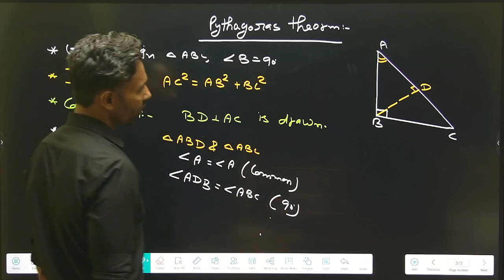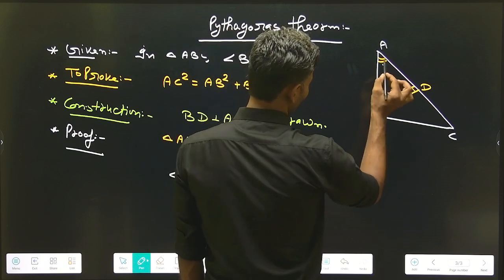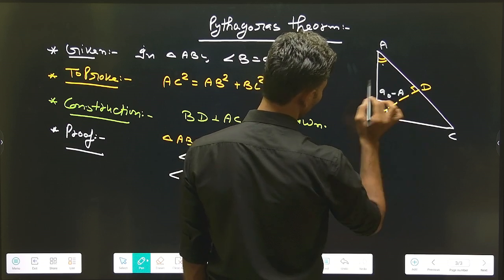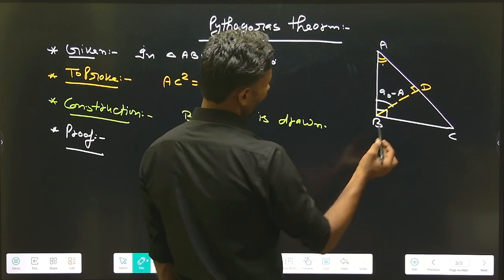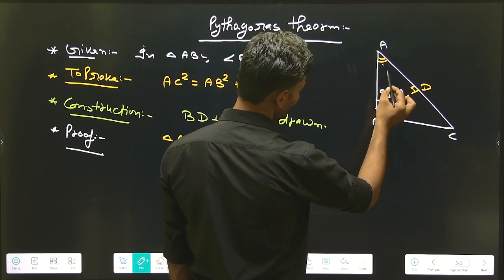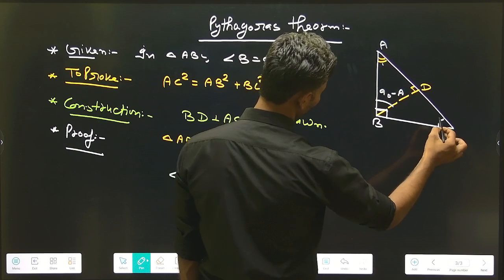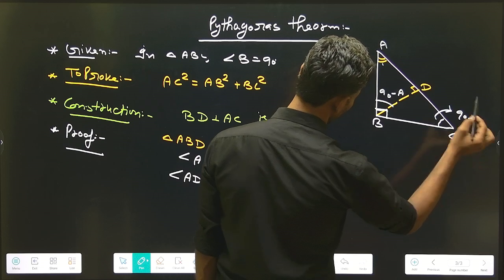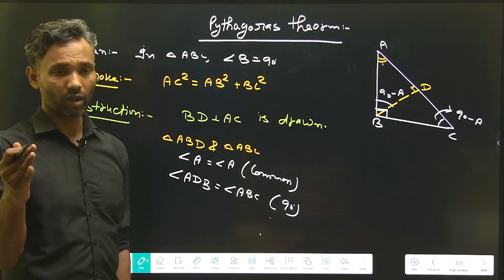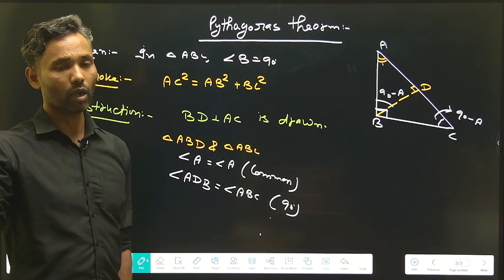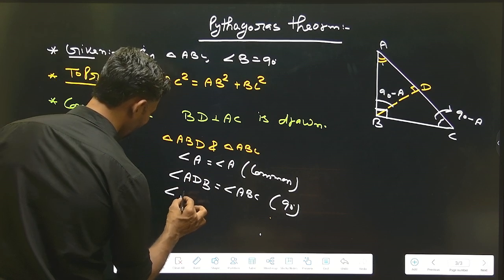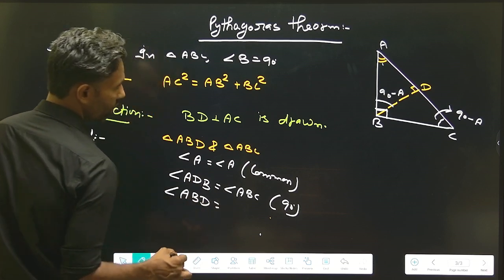Now I can say that if the value of this angle is A, this angle is 90, then this angle will be 90 minus A. Okay, in triangle ABC, this angle B is 90, and this is A, so I can say that this angle again will be 90 minus A. And this is also the rule: if two angles of two different triangles are equal, then the third angle will be equal automatically. Okay, so I can say that angle ABD will be equal to angle ACB.